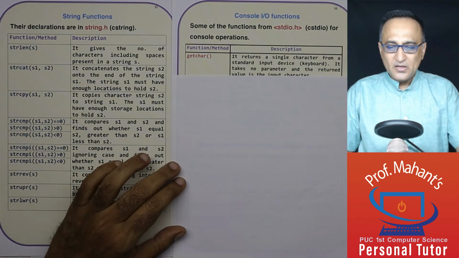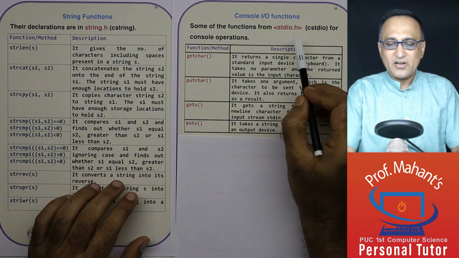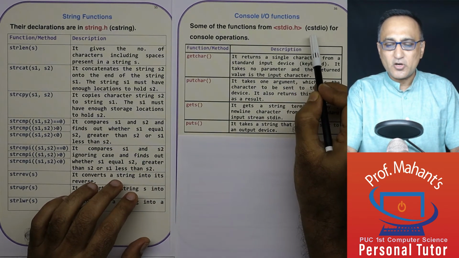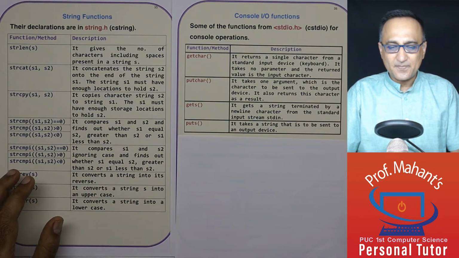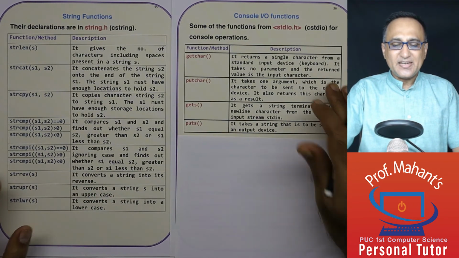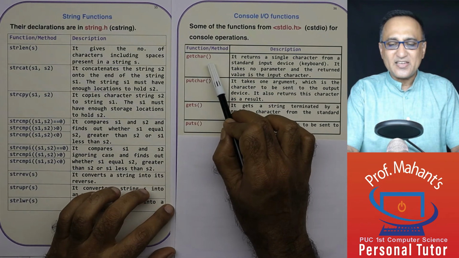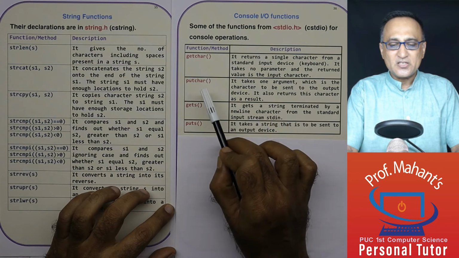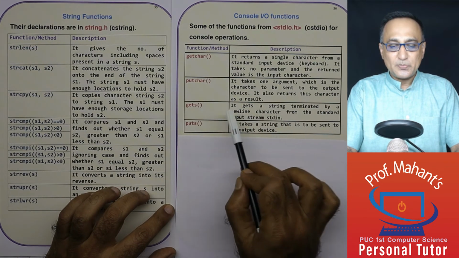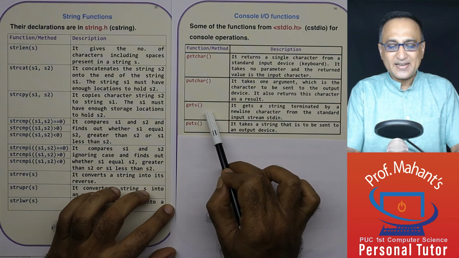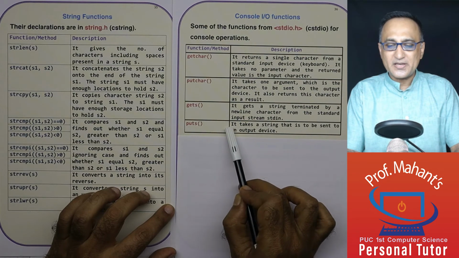Now, we are going to talk about some functions which are available in stdio.h or in a library called cstdio in standard C++. So these are used for basically input and output. Suppose I want to read a single character from the keyboard, I can use getchar. Suppose I want to display a single character on the monitor, I'll use putchar. Suppose I want to read an entire line, I'll use gets. Suppose I want to display an entire line, I'll use puts.